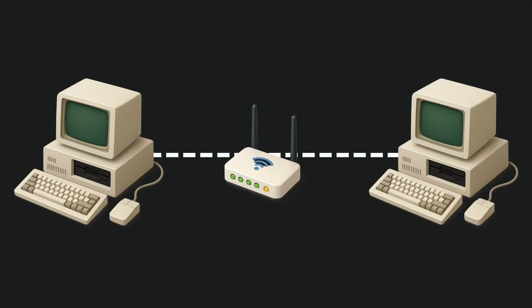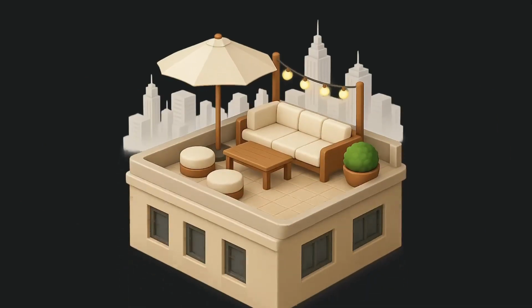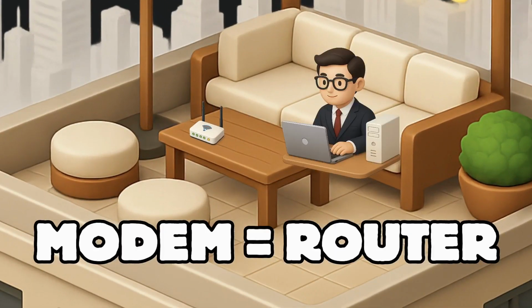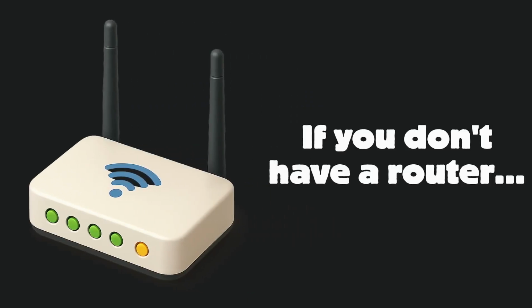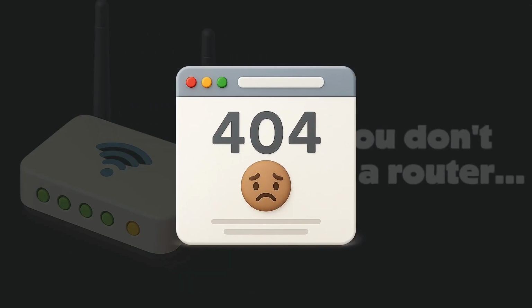A router connects different networks together. At home, your modem is usually also a router. When your computer sends data to the internet, it first goes to the router. The router forwards the data to your internet service provider. It decides the best path for outgoing traffic. Without a router, you cannot access the internet from your local network.